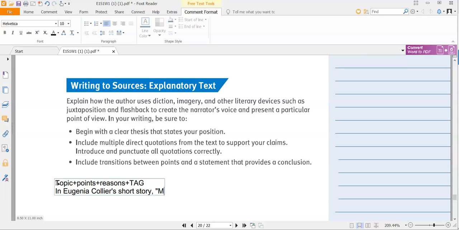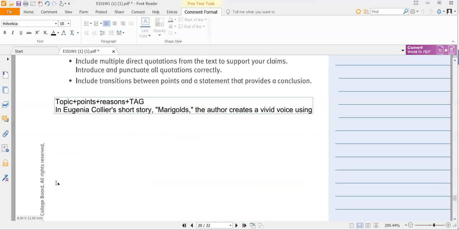short story "Marigolds," the author creates a vivid voice using... So that's a sentence that you can use to get started with your thesis statement, but you have to add in what the author uses to create that vivid voice, and then you have to give examples and finish off with a conclusion. Now this only has to be a paragraph, but it should be a very detailed paragraph, okay? And that's it for this activity.